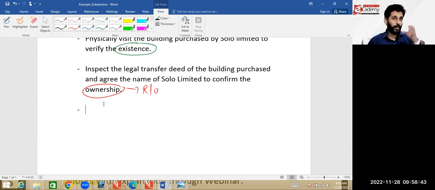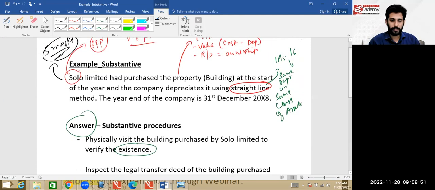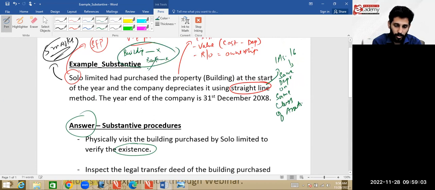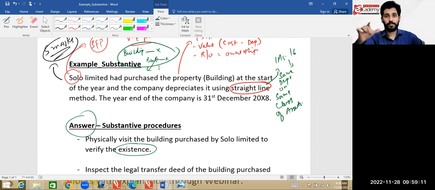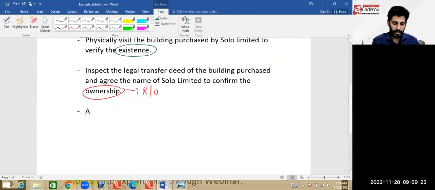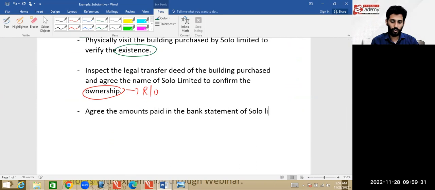Now this is the valuation. Valuation comes from IAS 16. And obviously, when the company had purchased the building, the double entry would be building debit and bank credit. Because the company had purchased, you might have paid them. So agree the amount paid from the bank statement of Solo Limited against the building purchase. You will have to relate it with the case study. That is the case relation.